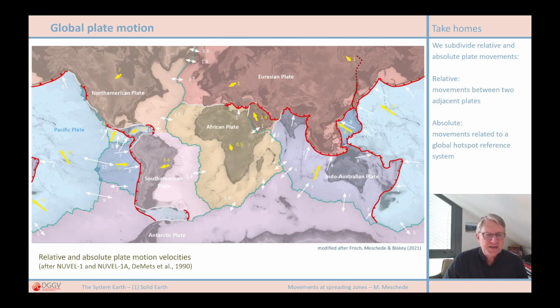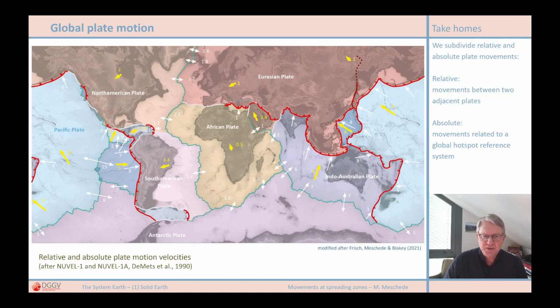Using the example of the spreading between South America and Africa, I will show how the plates move away from each other, but they behave differently than you might expect and as it is often shown in some animations on the internet. In this figure you can see the relative plate movements in white, for example the already mentioned 2 centimeters between Europe and North America, or the 3.4 centimeters between South America and Africa.